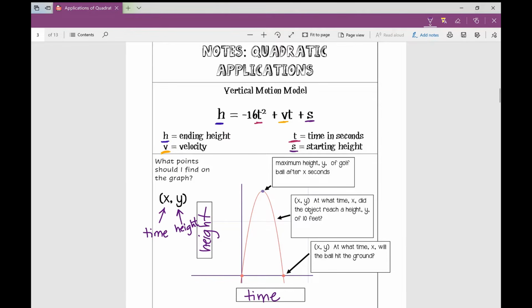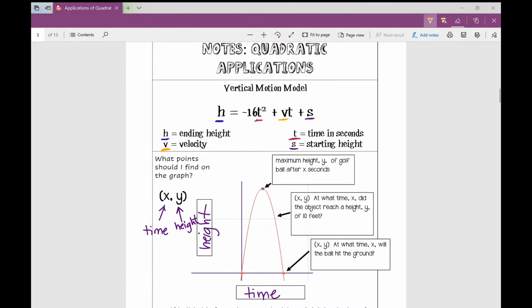So there's a couple of key points that I've got on here that I want to label. And you have these notes, so you can label on your notes as well. So up here, if you're asked to find the maximum height of a golf ball, the next example is going to be a golf ball, so I have golf ball on here. The maximum height of a golf ball after x seconds, you are looking for the vertex. Keyword is maximum, so we're going to be finding the vertex when we see something like that in our word problem.